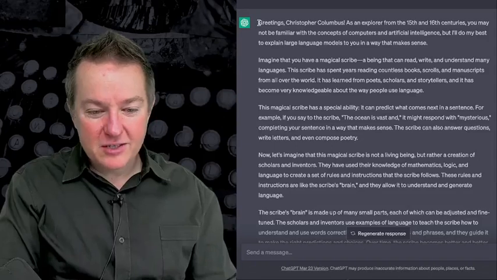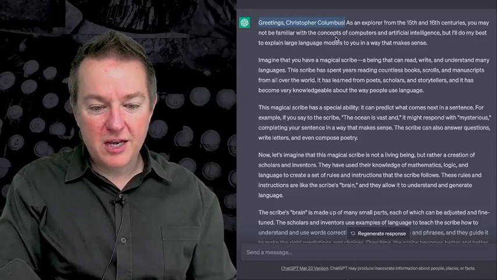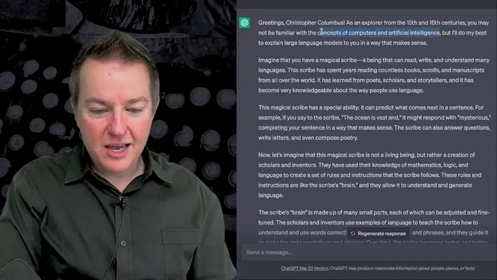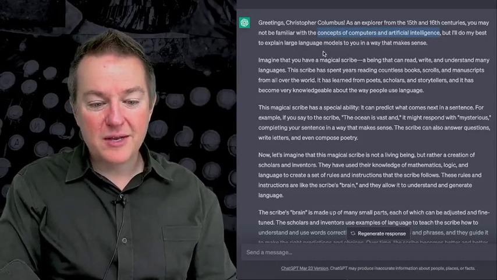And it says, "Greetings, Christopher Columbus. As an explorer of the 15th and 16th centuries, you may not be familiar with the concepts of computer science and artificial intelligence," and I don't know how well this really works, but it's still pretty good that it's doing it. "I'll do my best to explain it."